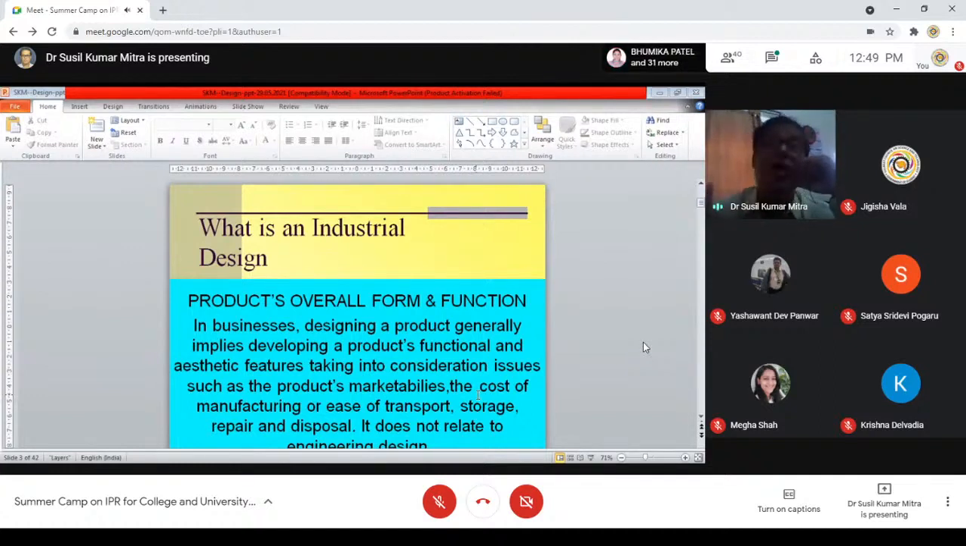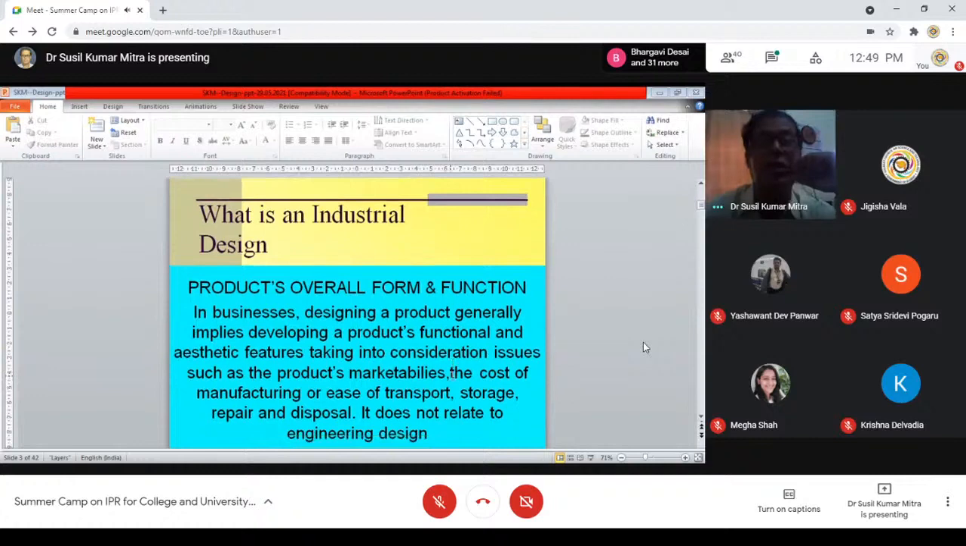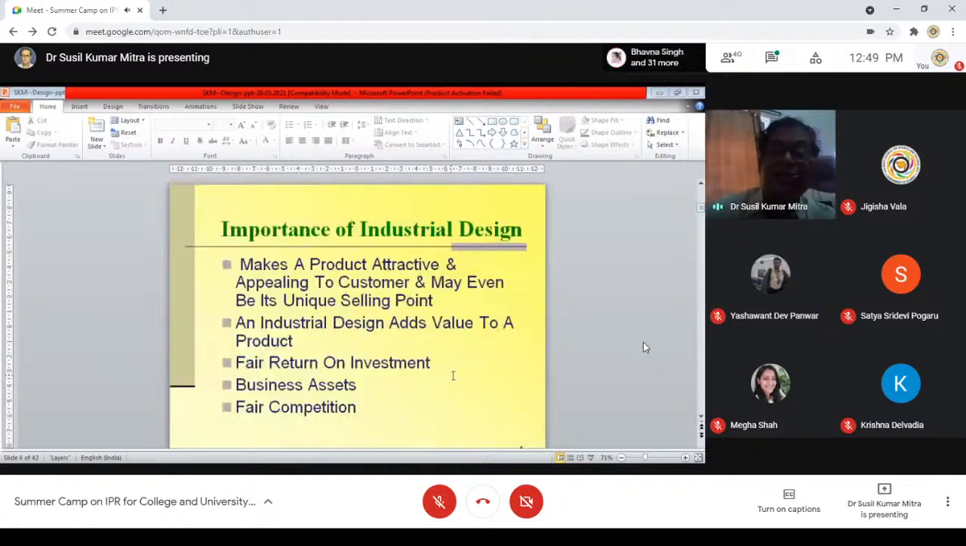Always keep in mind that engineering design can only be protected under copyright, not by the Designs Act or by the registration of the design. So the importance of industrial design is making the product attractive, appealing to the customer, that is the end user, and it may be considered as a unique selling point.